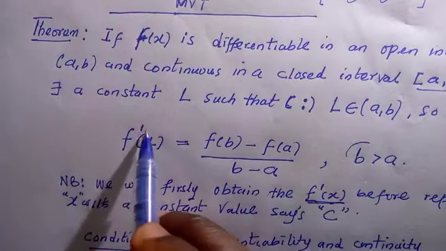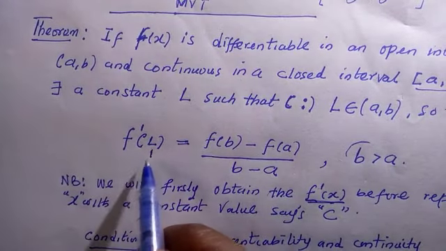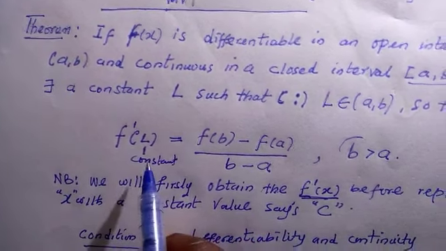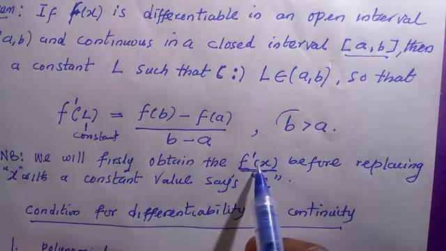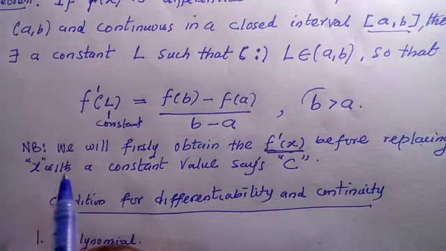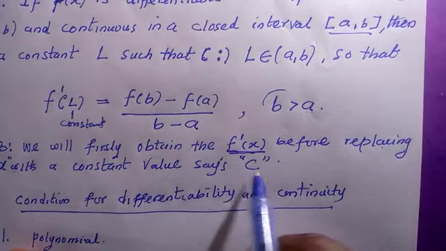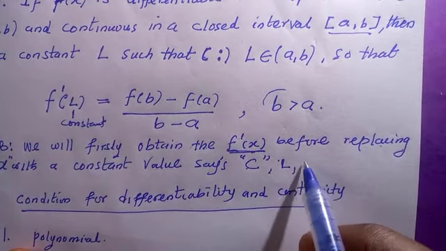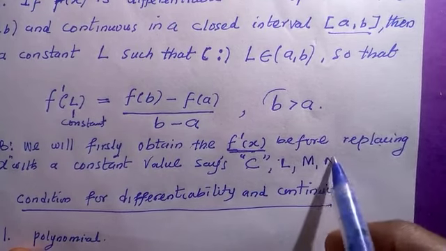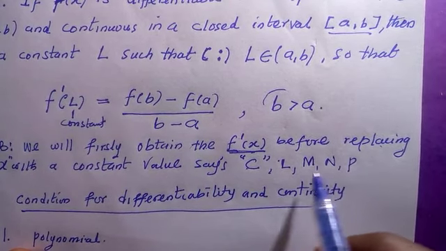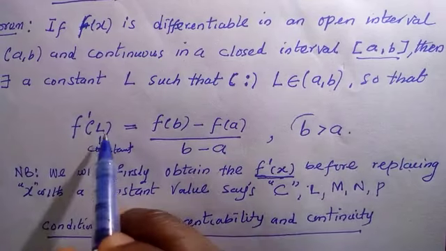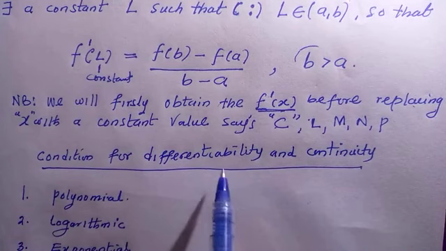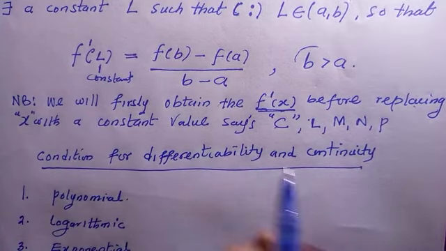So if you want to follow the steps, you firstly find the derivative of f of x. And that L is just like a constant. You must firstly find the derivative of f of x. Then after getting the value, you now replace the x with any constant value of your choice. So in the formula above, I use L. Here I use C. You can use L, you can use M, you can use N, you can use P. Just any constant value of your choice. Just assume it.